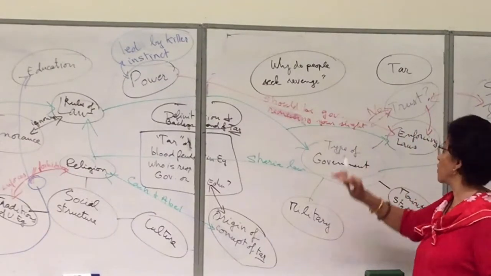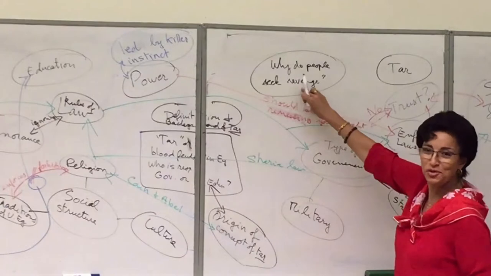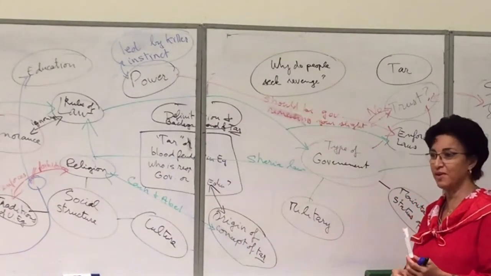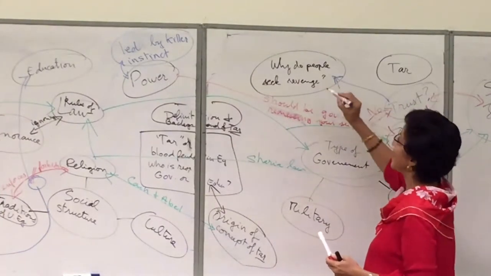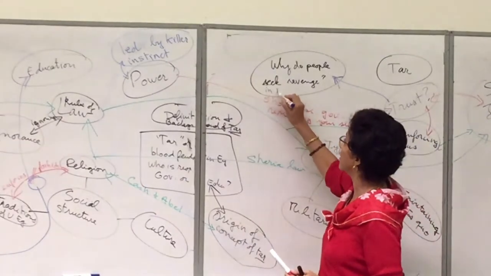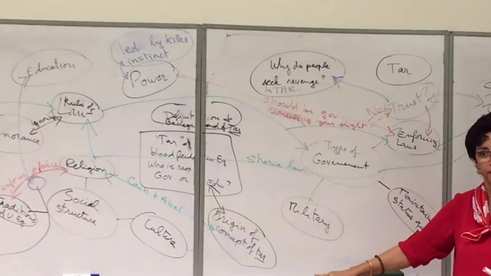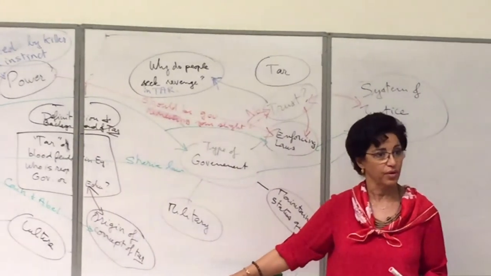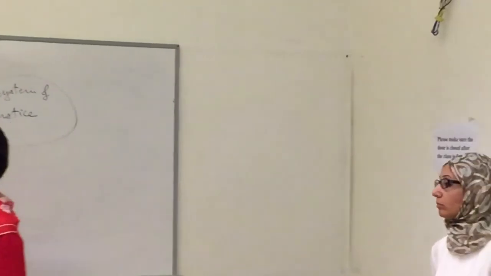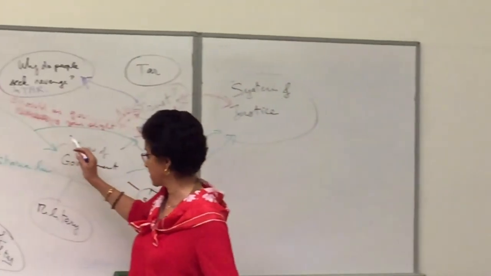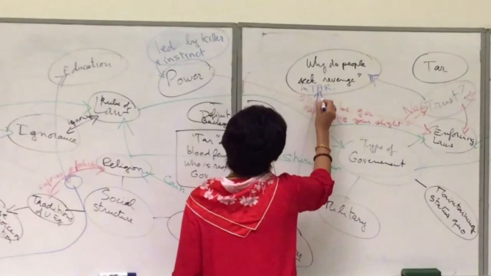Because theoretically, you should be getting your rights through the system of justice. Does this answer that question or not? You can use this as an answer to: why do they seek revenge in this way, in tar only? And that links to the origin of the concept. So what happened that let people go and get their right on their own, disregarding the system of justice? So linking this to, what did you say, the origin. So we'll link this to this. Exactly.